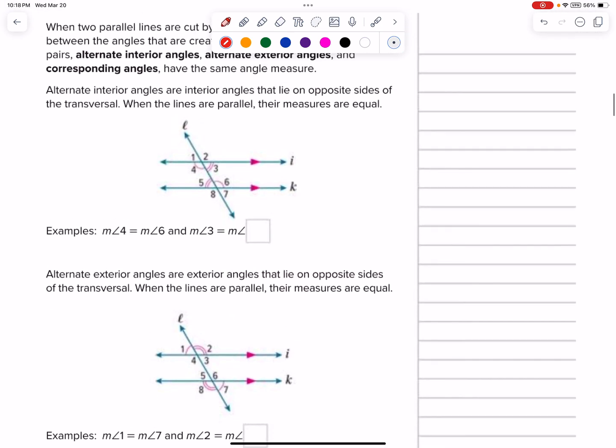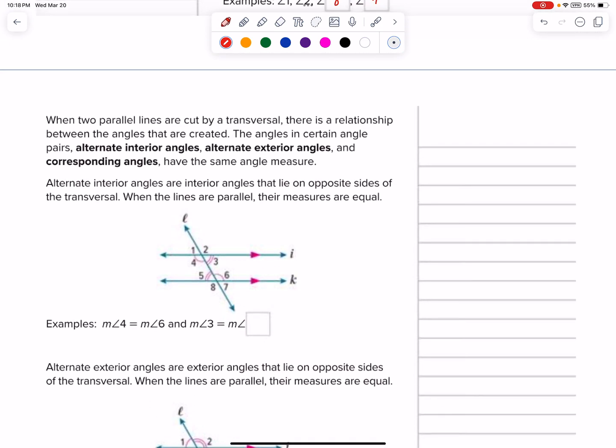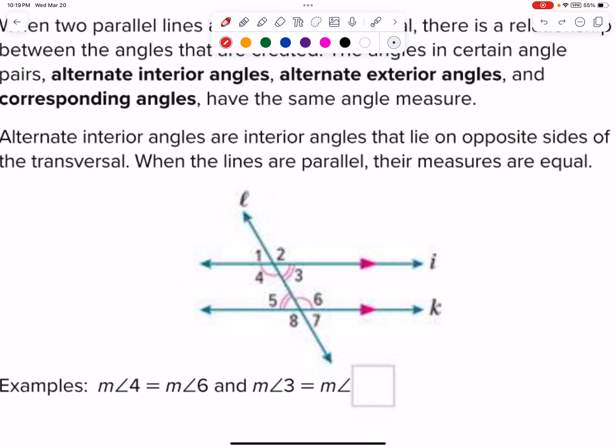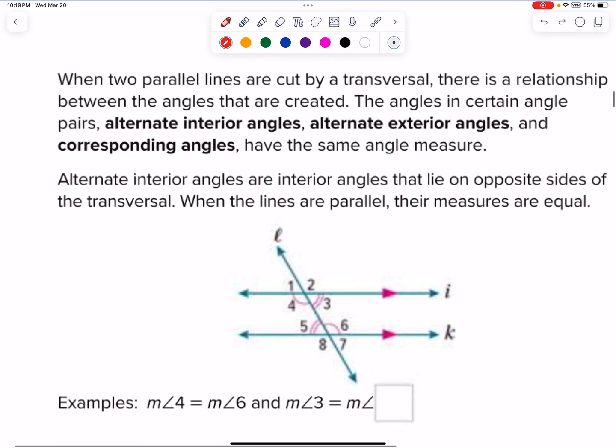Let's move on. Now when we have parallel lines cut by a transversal, and remember, here's our parallel, and the transversal is the line that intersects with the parallel lines. It could go all the way through or partially through. So there's some rules or things that are true. Your vocabulary is up here, and we'll go ahead and talk about this vocabulary and try to simplify it a little bit for you.